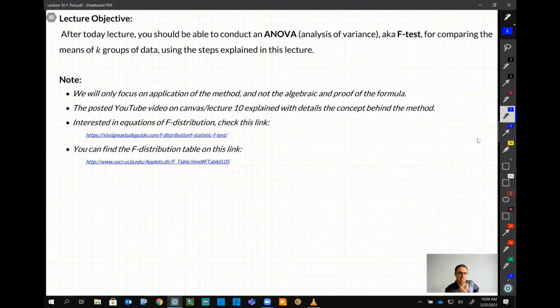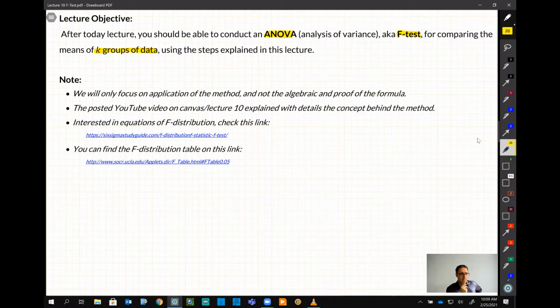Our objective is that after today's lecture, you should be able to do an ANOVA. As I said, I like the sound of it. Sounds fancy, right? ANOVA, analysis of variance, also known as the F-test. The purpose is comparing K groups of data. K can be 3, like the 3 printers that we had, or 10, any number, and each group can have any set of data, small or big.